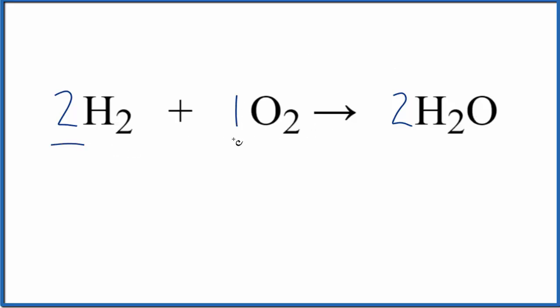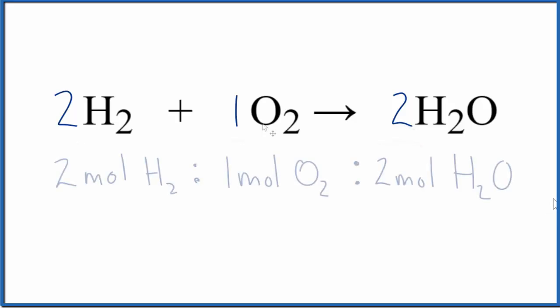And these coefficients here, that's where we get our mole ratio from. We have a 2 to 1 to 2 mole ratio. And you could write that like this. So we could say for every 2 moles of hydrogen, we have 1 mole of oxygen in this reaction. Or for every 1 mole of oxygen, we have 2 moles of water. Finally, you could say for every 2 moles of hydrogen, you have 2 moles of water.